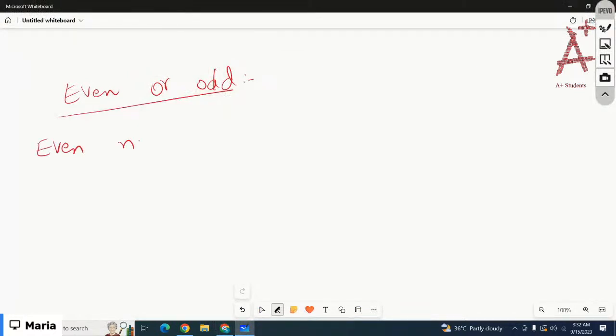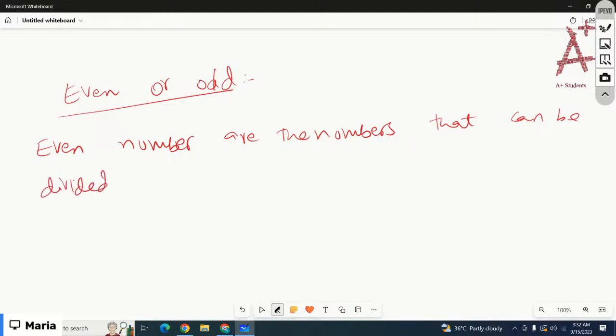Even numbers are the numbers, you can note down the definition, that can be divided by 2, right? Even numbers are 2, 4, 6, 8, 10, and so on, right?